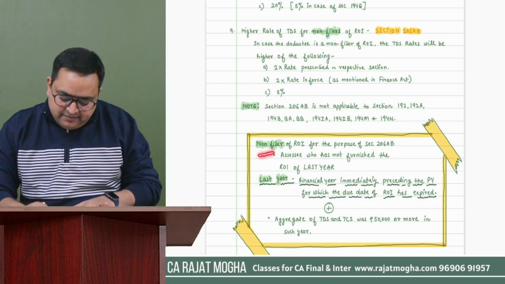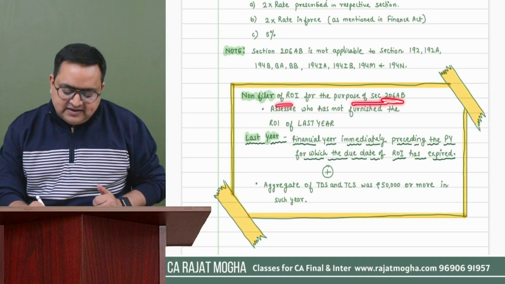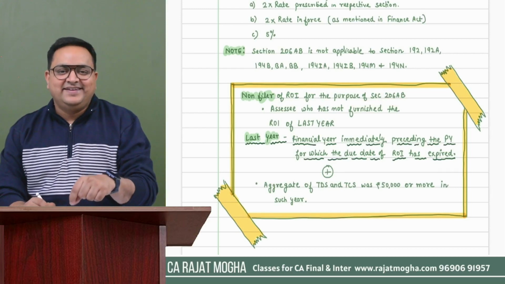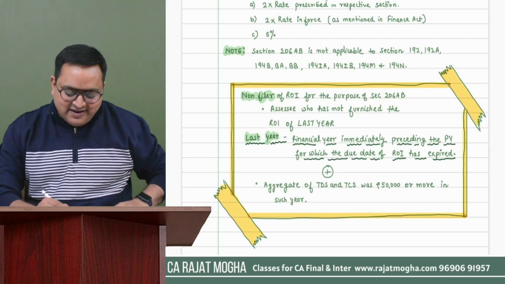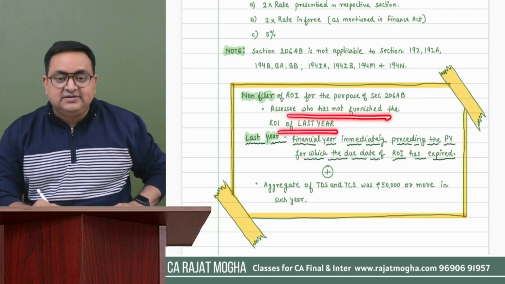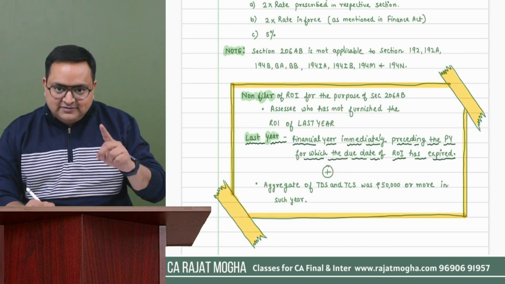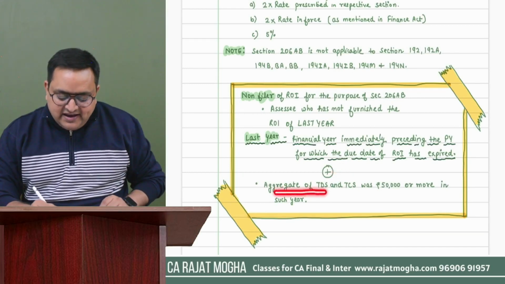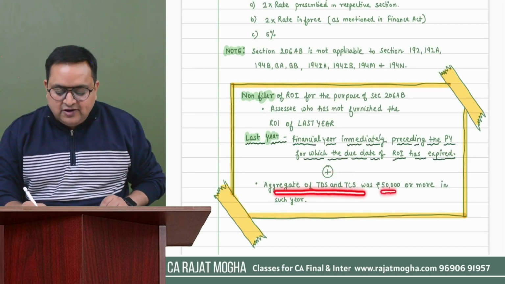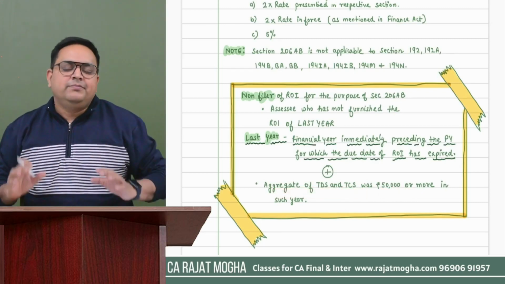So I have already mentioned over here who is a non-filer. Non-filer of ROI for the purpose of this section. For the purpose of this section, are you all getting this? Non-filer is an assessee who has not furnished the ROI of last year. Which last year? Where the due date has expired. Plus, the second condition is that the aggregate of TDS and TCS was 50,000 or more. So if both these conditions are satisfied, then you become a non-filer.